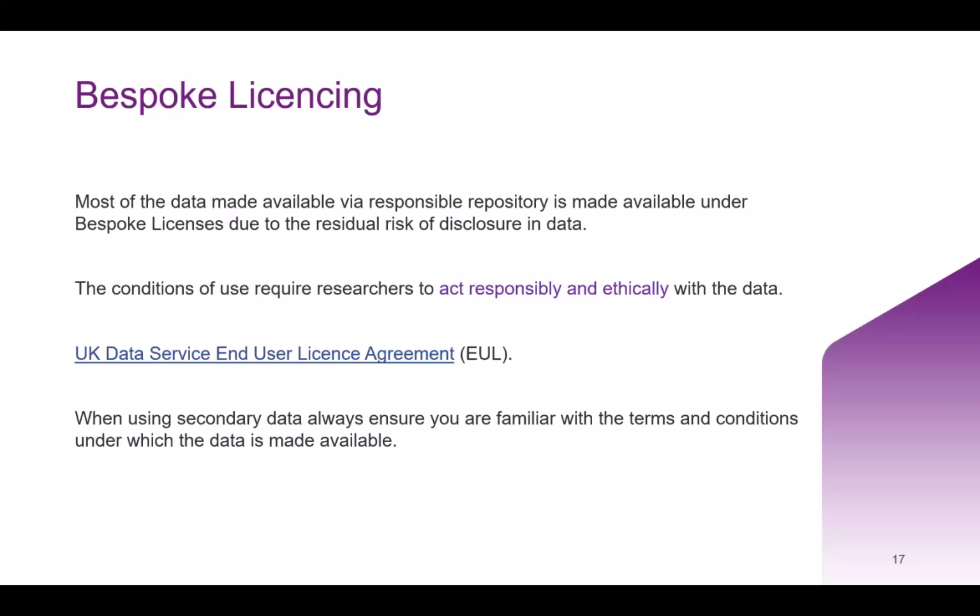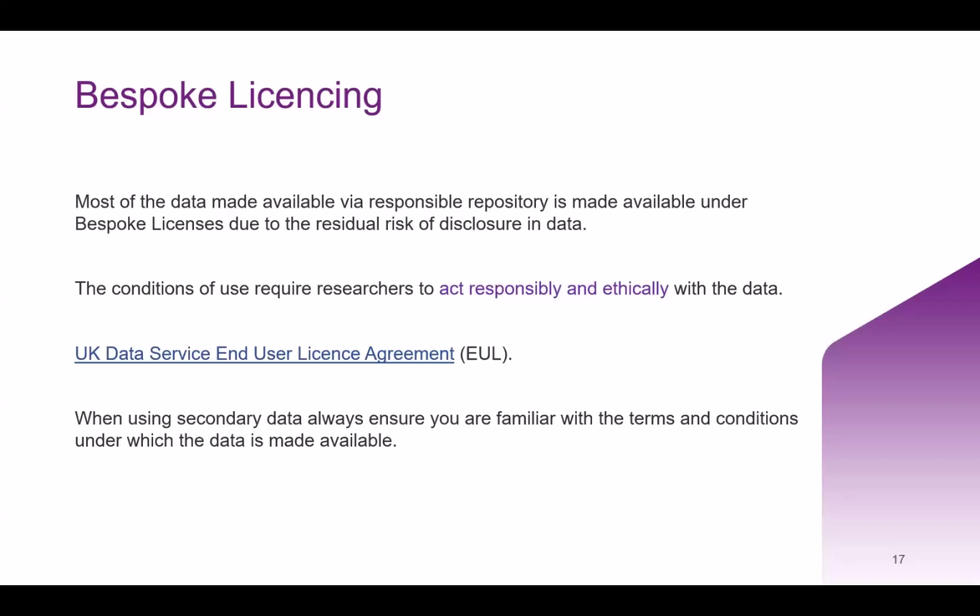For example, the data owner might have removed any identifiable information, but there may be information left in the data which, if combined with other information, may disclose someone's identity. So the conditions associated with these bespoke licenses ensure that researchers act responsibly and ethically with the data. The UK Data Service End User License Agreement is one example of the bespoke licenses.